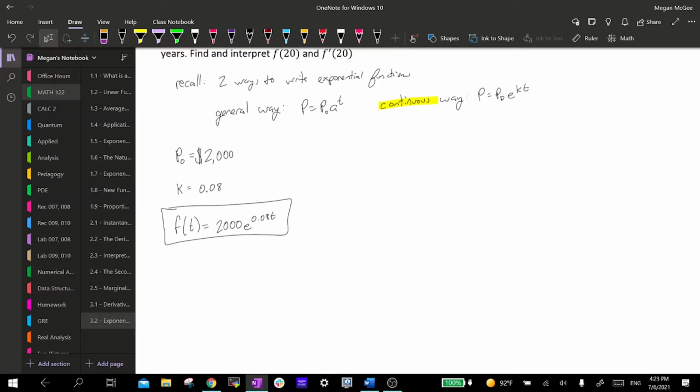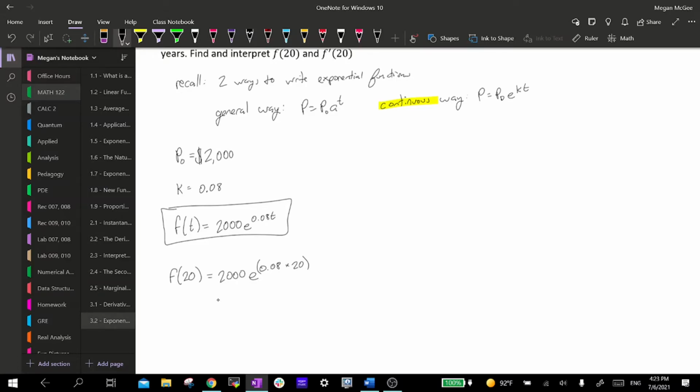So f of 20 is pretty simple. We just need to go ahead and plug in 20 to our equation, right? So we get 2,000 e to the 0.08 times 20. All right, I'm going to put parentheses up here so we know that all of that is in our exponent. And I'm using a little cross instead of a dot just because of that decimal there. I don't want to get confused.